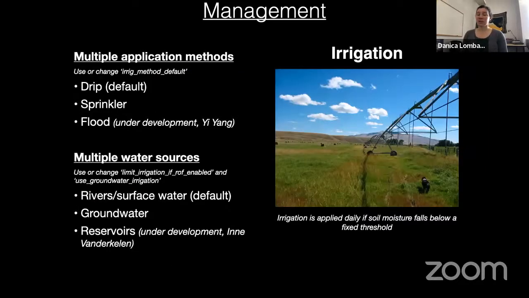The other management method that I'll highlight here is irrigation. So irrigation is applied daily if soil moisture falls below a fixed threshold. We currently have a couple different application methods. Drip is available by default. Sean Swenson also developed a method for sprinkler irrigation, and Yi Yang is developing a flood irrigation method that we're hoping to incorporate into CLM.